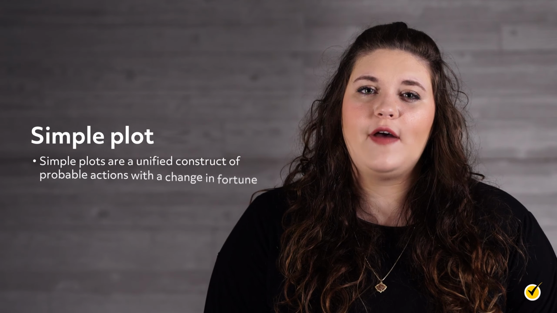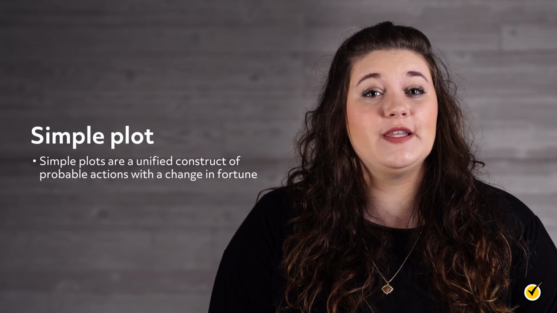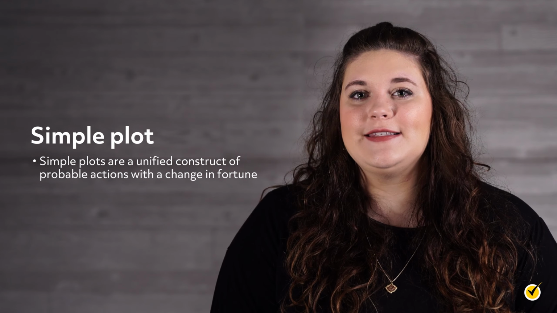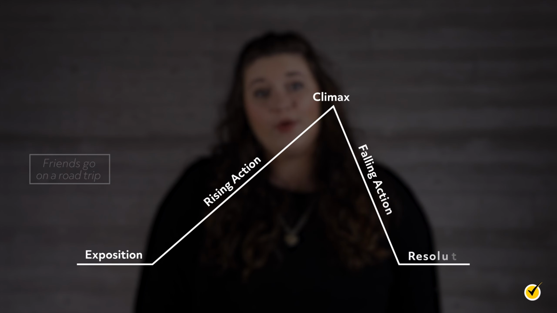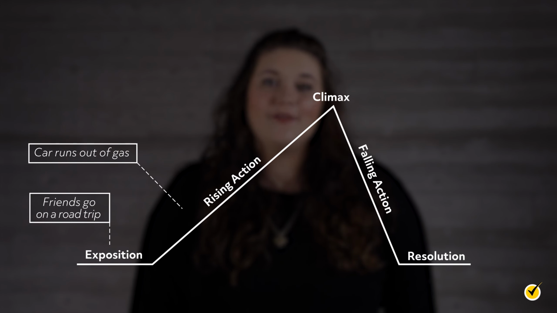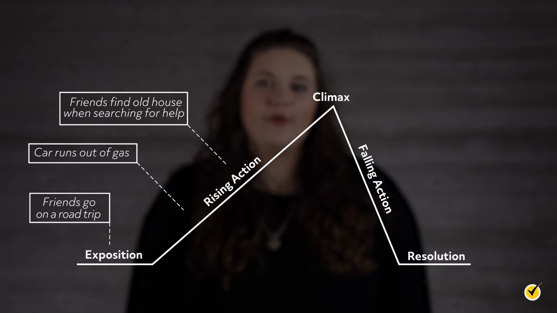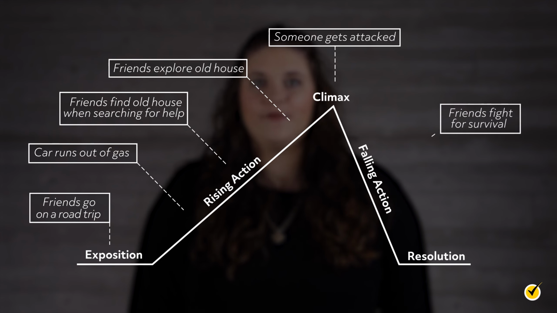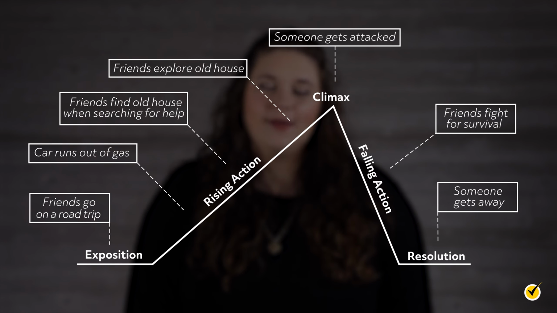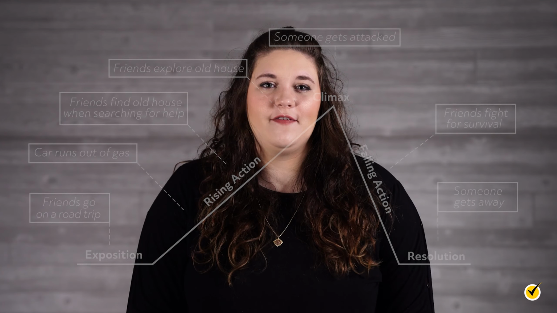Aristotle also believed there were 2 types of plots, simple and complex. Simple plots are a unified construct of probable actions with a change in fortune. This can be seen clearly in most cliché horror movie plots. Friends go on a road trip, car runs out of gas, friends find old house when searching for help, friends explore old house, someone gets attacked, friends fight for survival, someone gets away. There's a chain of cause and effect events in this simple plot that move the story forward.